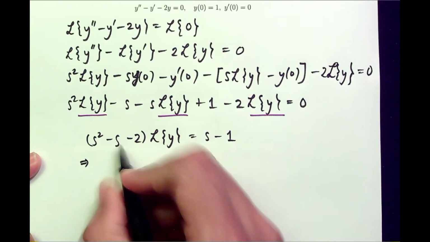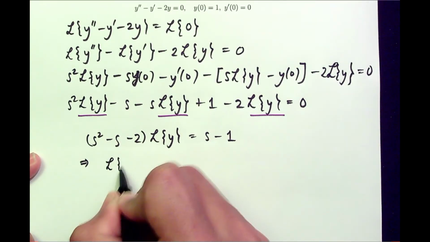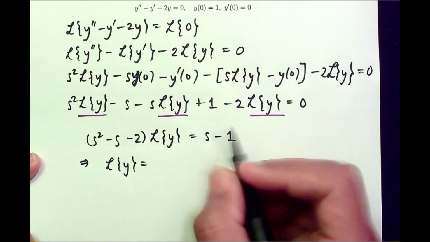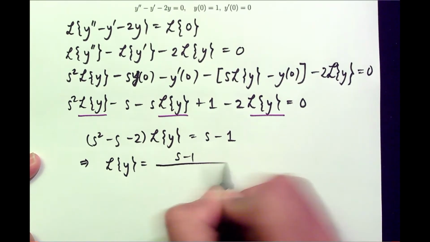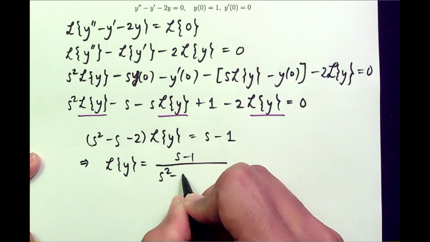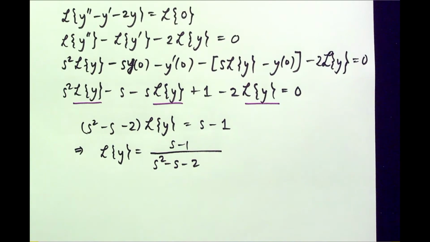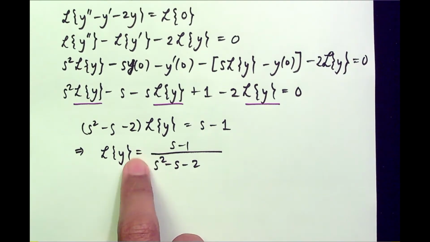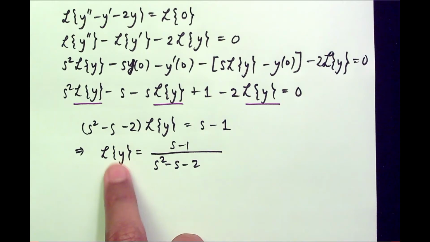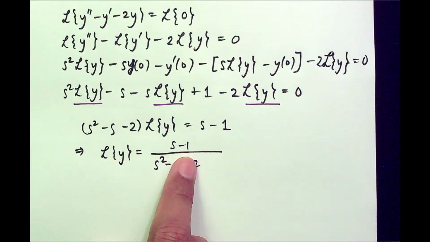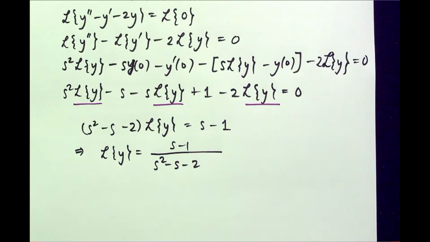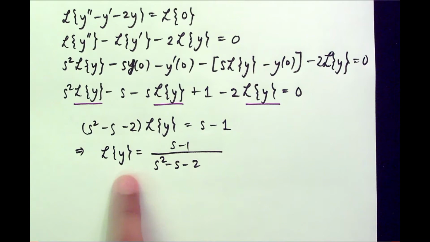Okay, and now dividing by this, you're going to get that the Laplace transform of y equals s minus 1, all over s squared minus s minus 2. And that is the Laplace transform of y. So we don't know what y is, we're looking for y, but we know what the Laplace transform of y is. It is this. So you see, now our job is to invert this so that we can figure out what y is, and that is where the difficulty lies.